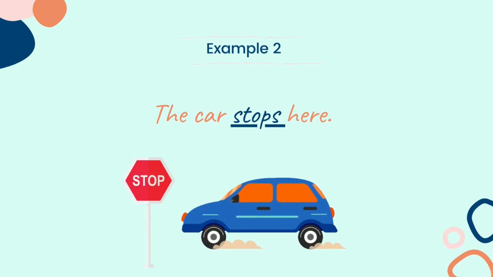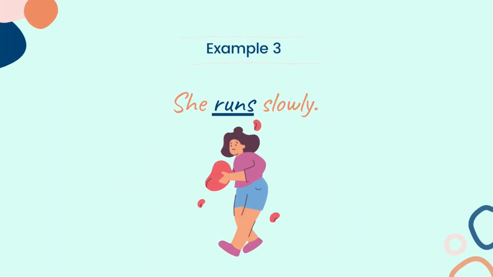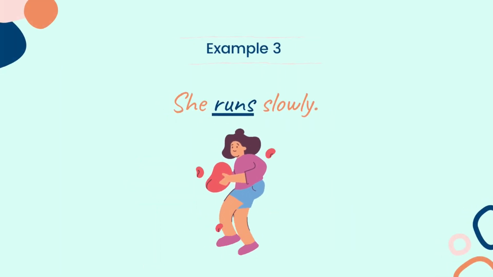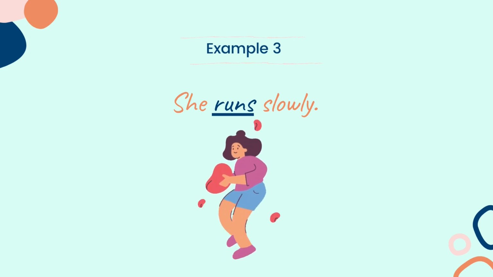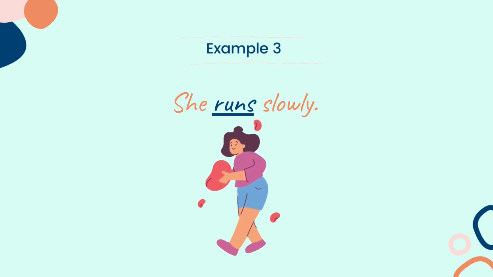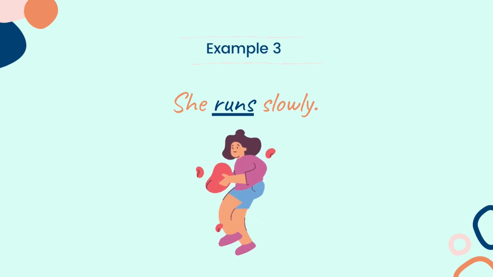The car stops here. Here, the word stops shows action and is used standalone. So, stops is the main verb here. She runs slowly. Here, the word runs shows action and is used standalone. So, runs is the main verb here. I hope now you are clear on main verbs.